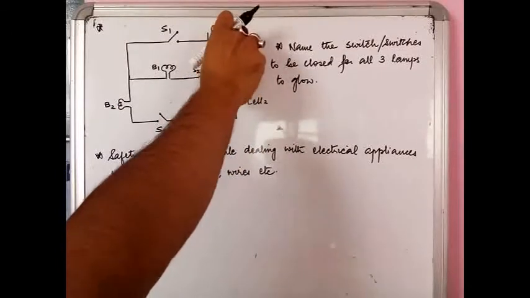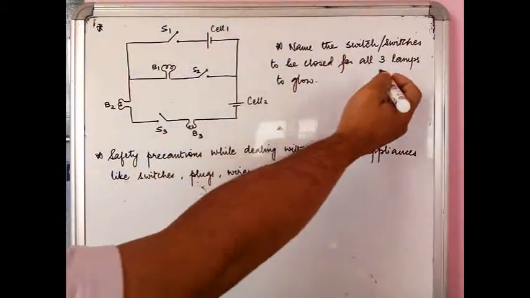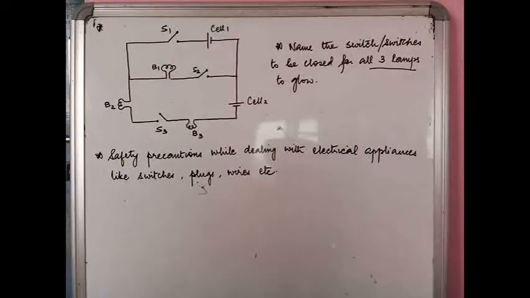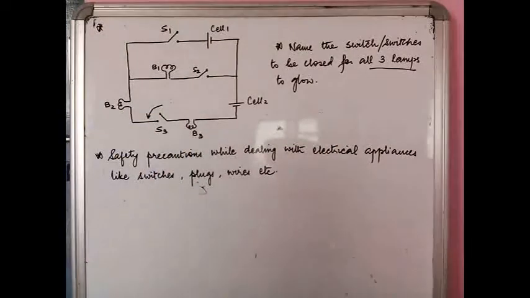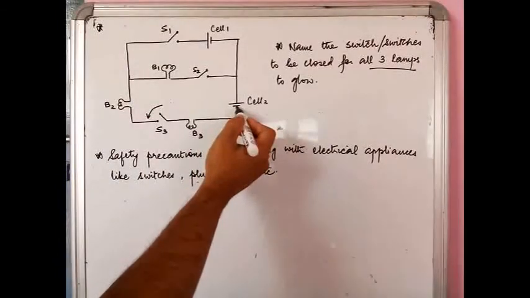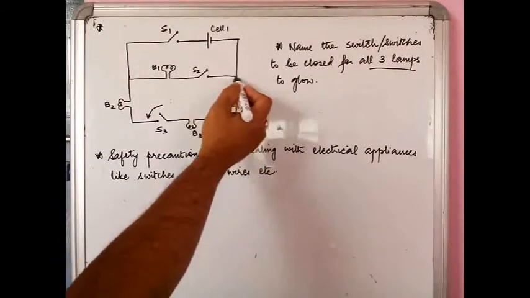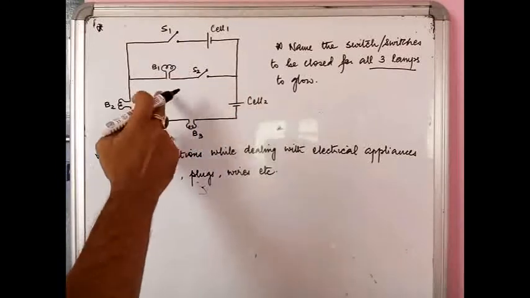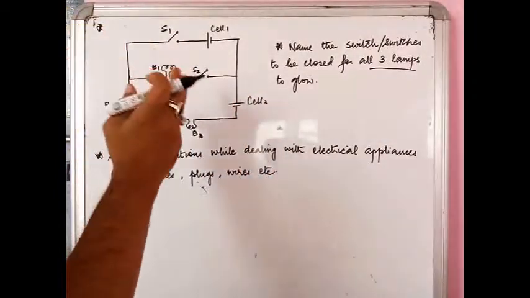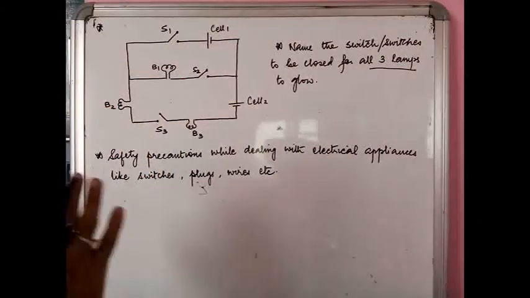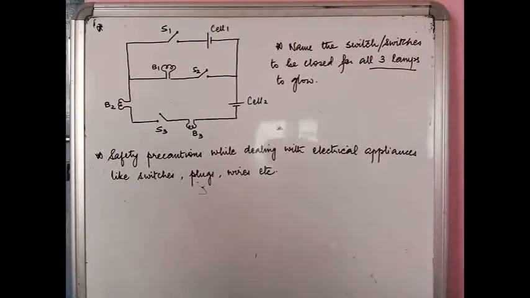Okay, so because remember, our motive is all three lamps should glow. Okay, now let's go to switch S3. Suppose switch S3 gets closed. Okay, once again cell C2 is functional. No, there is a disconnect. So individually, even if you switch on S1 or S2 or S3, all the bulbs are not going to glow. In fact, none of the bulbs are going to glow. So we are going to look for multiple combinations of the switches.